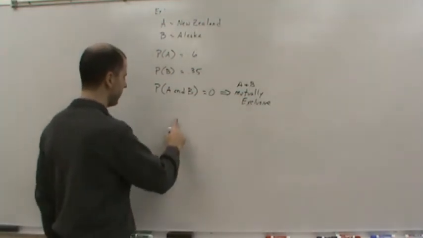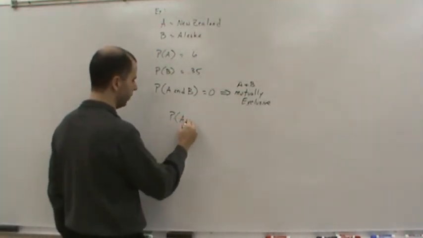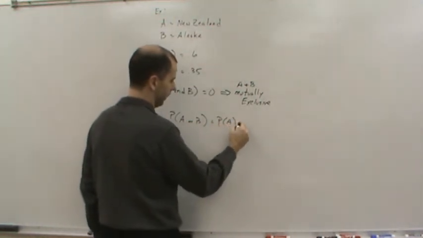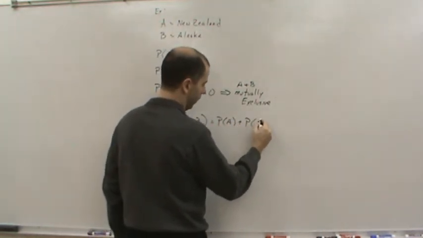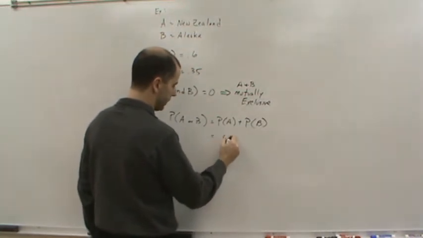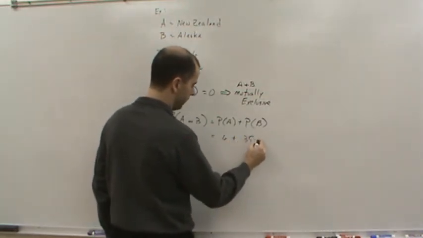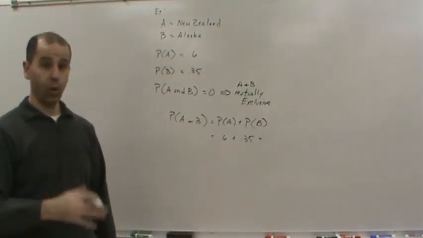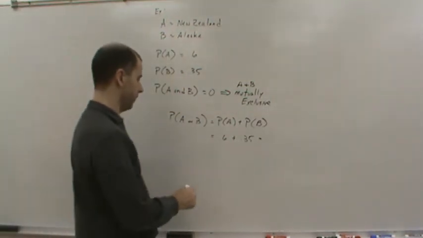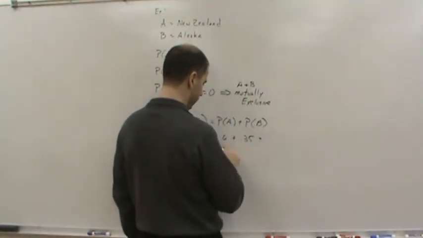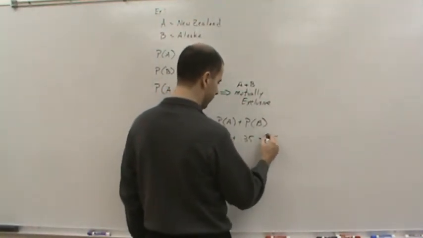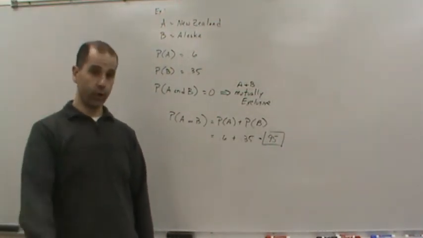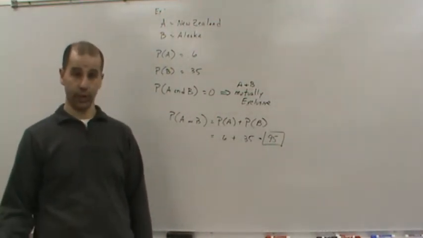Okay, so that means if I want the probability of A or B, I'm just going to add up their individual probabilities and I'm done. So in other words, it's just going to be 0.6 plus 0.35. And so the chances of him going to either Alaska or to New Zealand is going to be equal to 0.95. So there's a high probability that he's going to go on vacation to one of those two places.